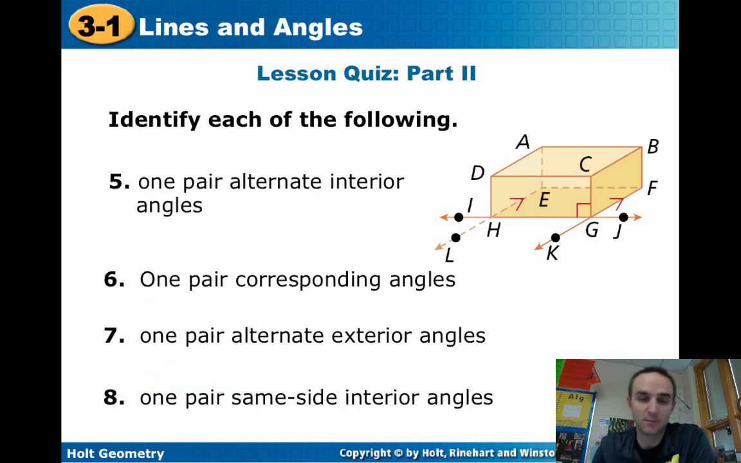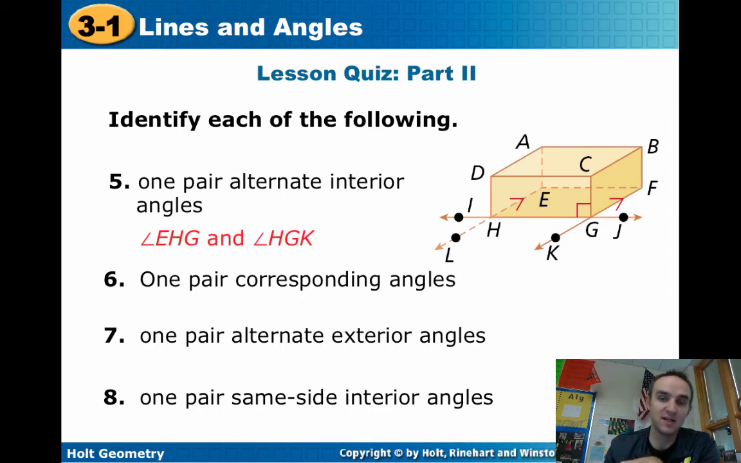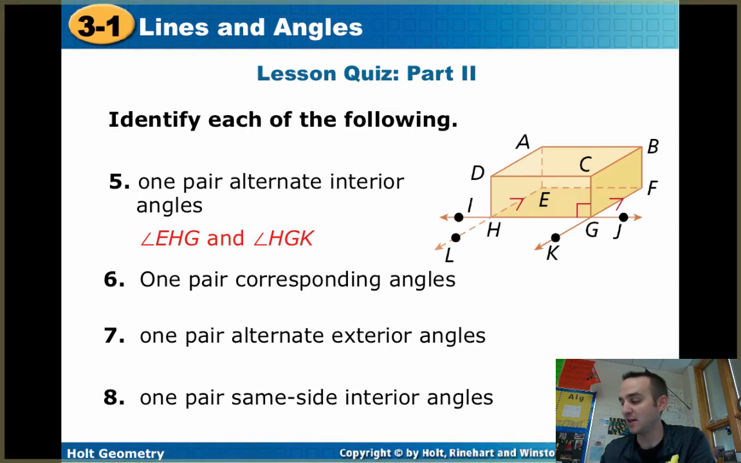Okay, how about these? Pause it, try it, come on back. Pair of alternate interior. Well, we got to look at our lines cut by transversal. The transversal we have here is the line IJ, and your lines are LE and KF. So our alternate interior angles could be EHG and HGK. So if we look at that, EHG would be here, HGK would be there. Alternate interior angles always form this Z. Okay, you're always going to see a Z with alternate interior angles.